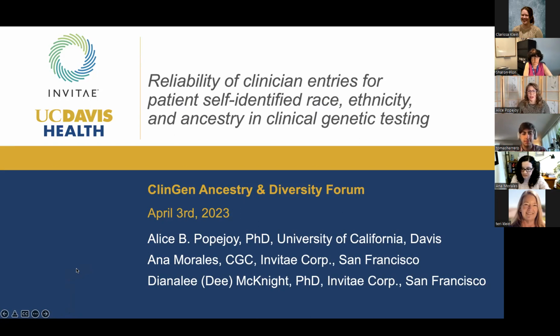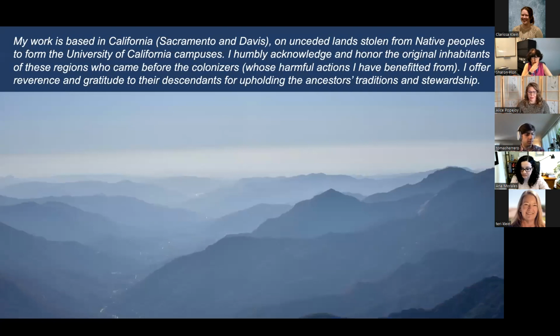So really hearkening back to originally this forum was called a journal club, and the idea was for people to present works in progress and get feedback. So that's the purpose of today's presentation, and it's by no means finished. The title is Reliability of Clinician Entries for Patient Self-Identified Race, Ethnicity, and Ancestry in Clinical Genetic Testing. This actually didn't end up being our focus, this idea of reliability of clinician entries, but I'll talk about that more in a moment.